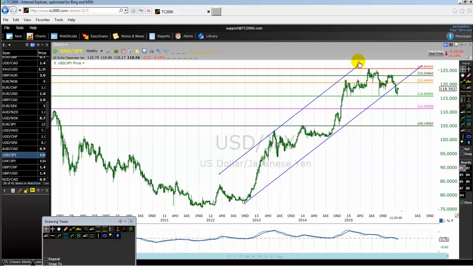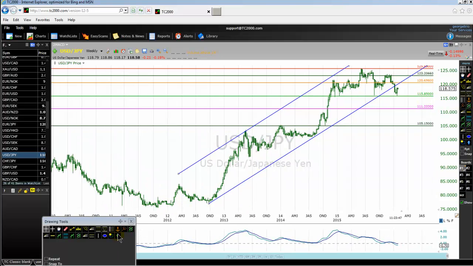Okay, all right. The price is out of the rising channel. What usually takes place, as the price goes out of the rising channel, is that the market will prefer to retest the edge of this channel on the weekly chart.